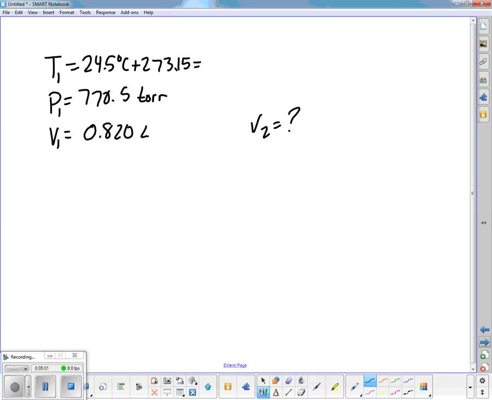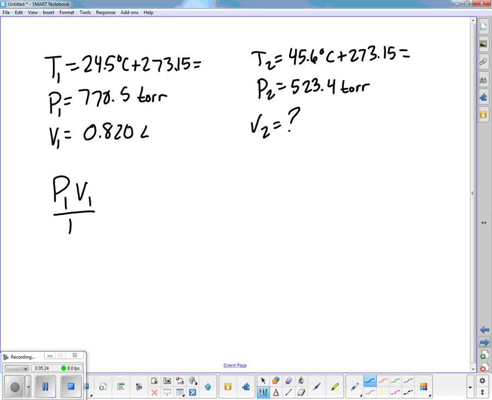Of the gas occupy at a temperature of 45.6 degrees Celsius. Again, I'm going to add 273.15. Under a pressure P2 of 523.4 torr. So we've got a combined gas law. You can see right now I've got one of each kind. So I'm going to have P1 V1 divided by T1 equals P2 V2 divided by T2. Before I even get started, I'm going to add those ones together really quick at the top. If you've got a calculator, do that fast for me, so we can just plug in one number.